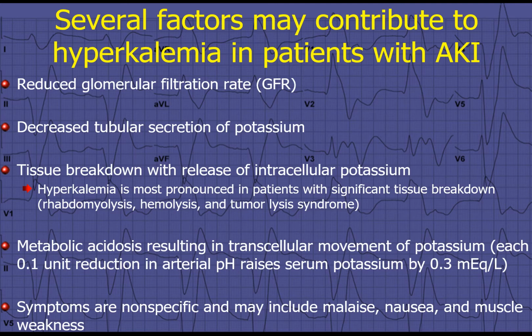Another factor can be metabolic acidosis, which results in transcellular movement of potassium. Take note that each 0.1 unit reduction in arterial pH raises the serum potassium by 0.3 milliequivalents per liter. The symptoms of hyperkalemia are nonspecific and may include malaise, nausea, and muscle weakness.